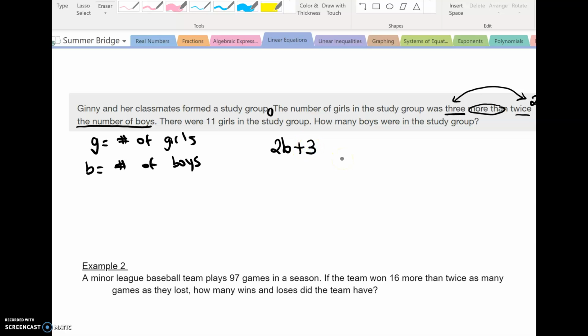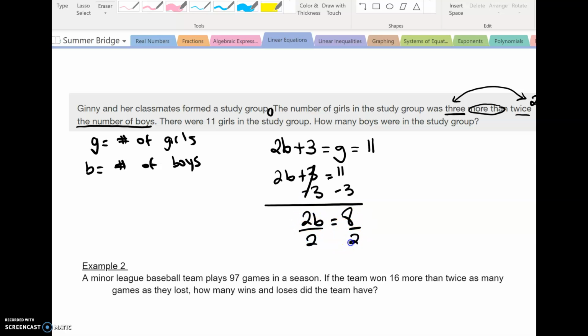Remember, they switch. Now it's saying there were 11 girls in the study group. So I know that since this is equal to the number of girls, and I'm also told that the number of girls is 11, I'm going to set 2b plus 3 equal to 11. And then we need to figure out how many boys there are. So I'm going to subtract 3 from both sides. I'm going to have 2b is equal to 8, and I'm going to divide both sides by 2. So b is equal to 4.